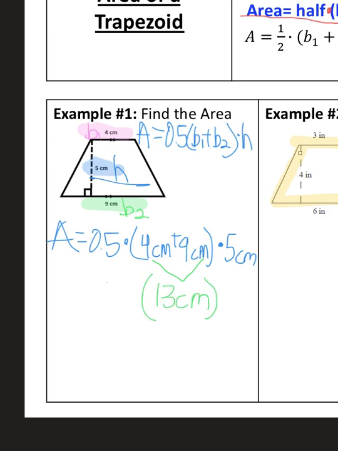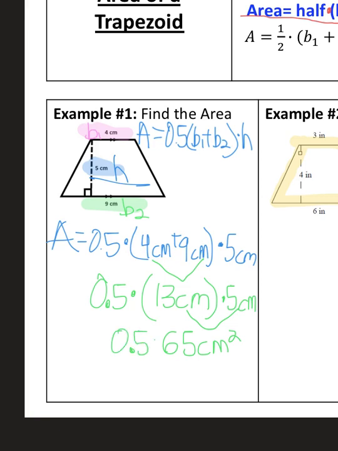And then I'm going to bring everything back down. So I have 0.5 times 13 times 5 centimeters. So first add, then multiply. So I'm going to multiply 13 centimeters times 5 centimeters, which if you throw that into the calculator gives you 65 centimeters squared. Remember, we're squaring it because it's area.